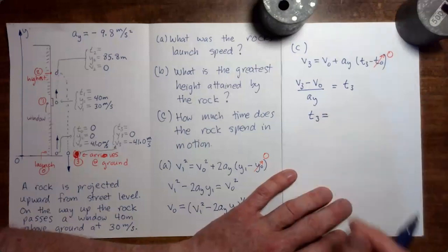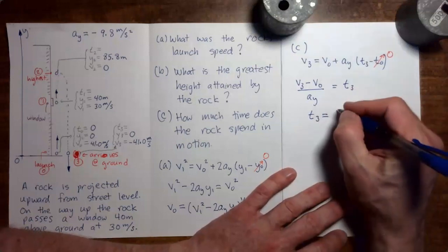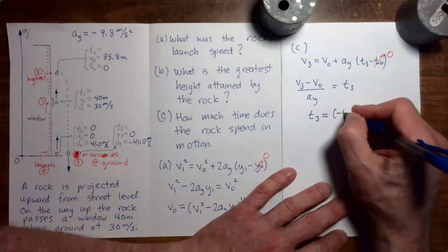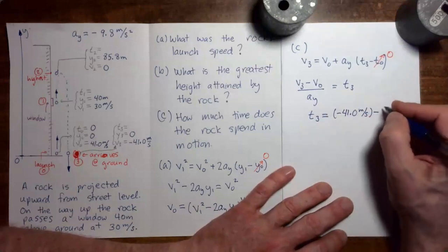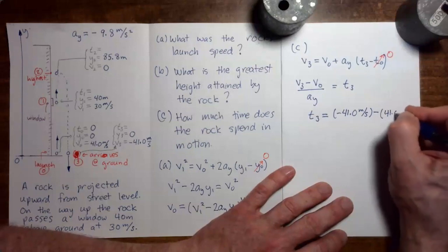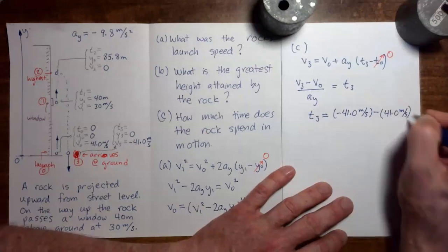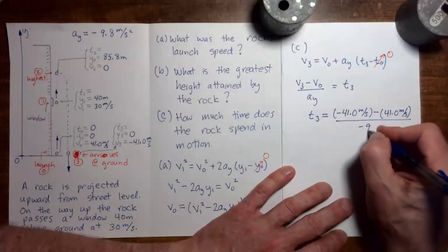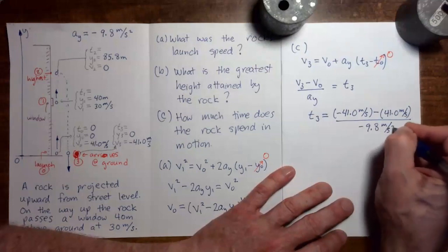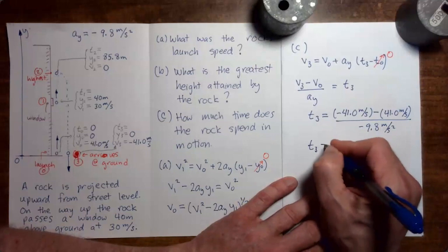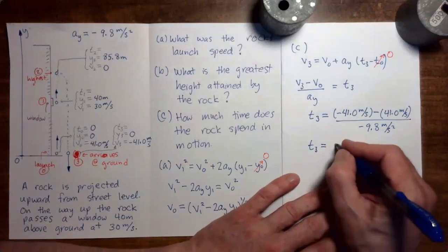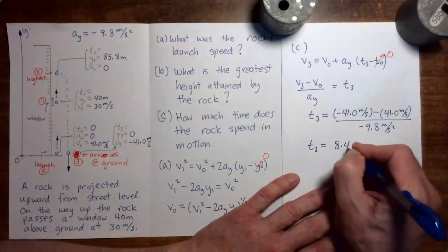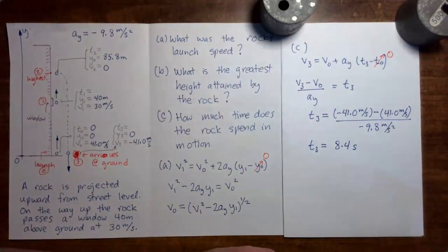So now flipping the sides and then substituting, we have v3, minus 41 meters per second, minus v0, 41 meters per second, all over ay, minus 9.8 meters per second squared. And I'll let you do the calculation of the unit on your own this time. I got 8.4 seconds. So now we have done our first example problem involving free fall motion.